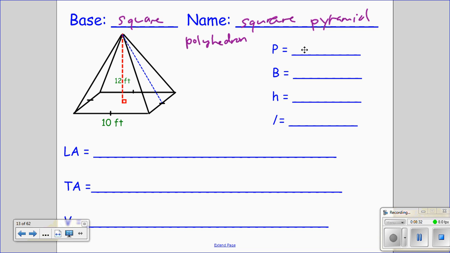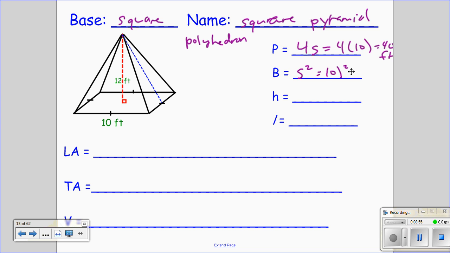Again, to find the perimeter of the base, you take 4 times the side. So that's 4 times 10 in this case, and I get 40 feet. The base area, I would take my side and square it. So that's 10 squared.